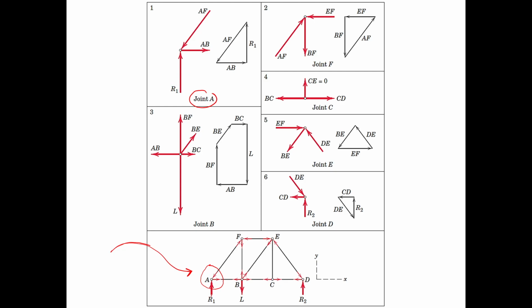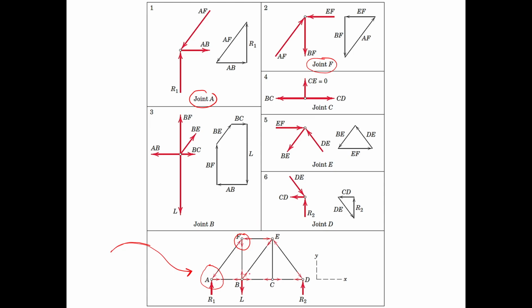Okay? So again, the approach here is from joint to joint. Then if you go towards joint F, notice joint F also has three members. That will be AF, BF, and then EF. So again, the forces are in equilibrium.